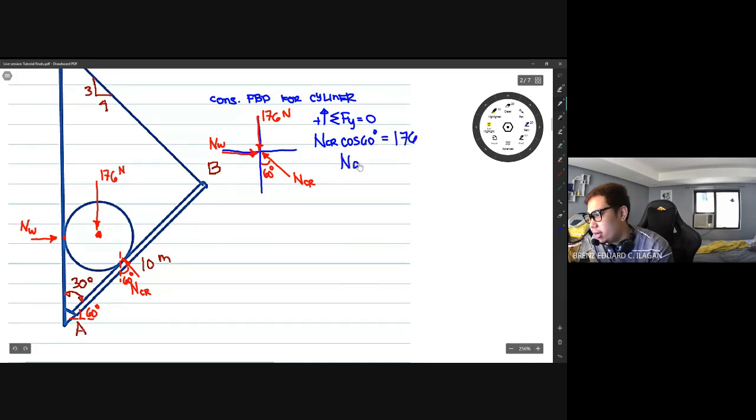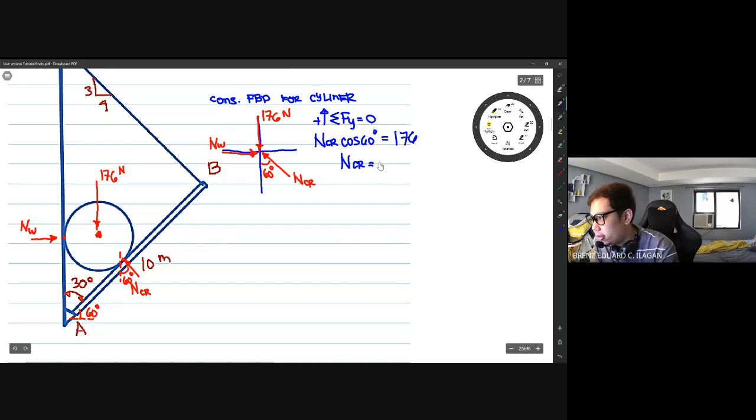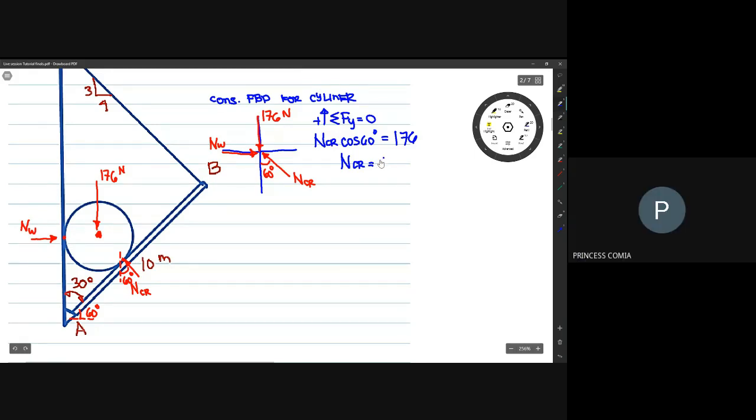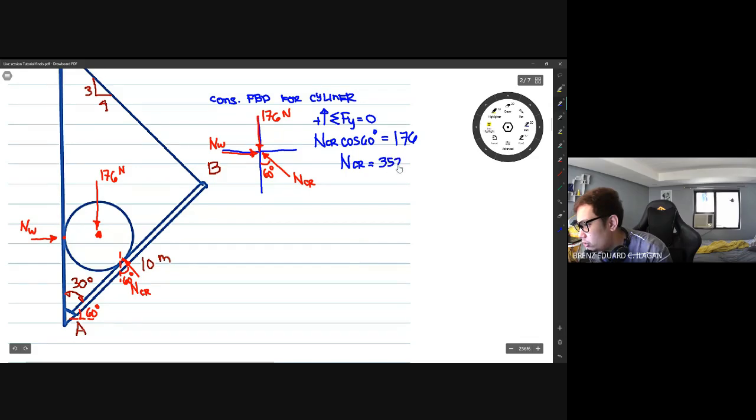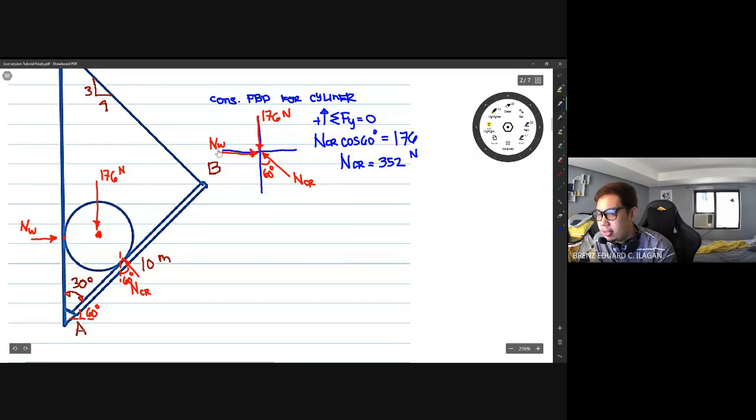So what is the value of our NCR? 352. Opo. Okay. And the next, kailangan ba natin si NW dito? Sige, kunin na rin natin. Baka bigyan ng points ni sir.